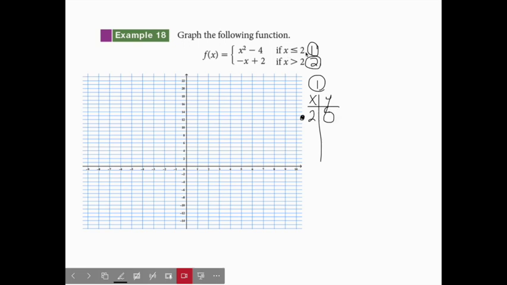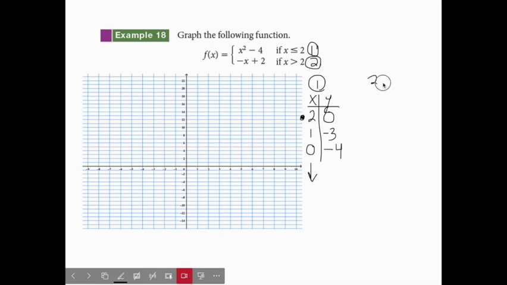Then I'm going to go less than 2. I'll pick 1. So when I plug 1 in here, I get 1 squared minus 4. That's going to give me a negative 3. Then I'm going to use 0. When I plug in 0, I get negative 4. So on one end of this interval, I have a closed circle at 2. On the other end, because it's less than 2, I'm going to draw an arrow. So I'd like to label that as well.